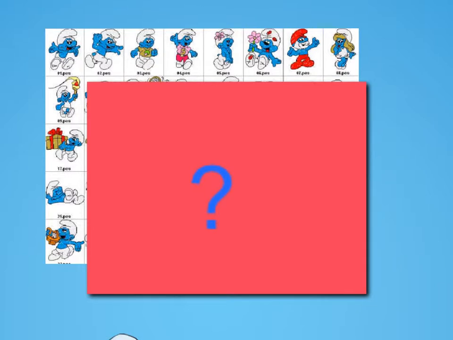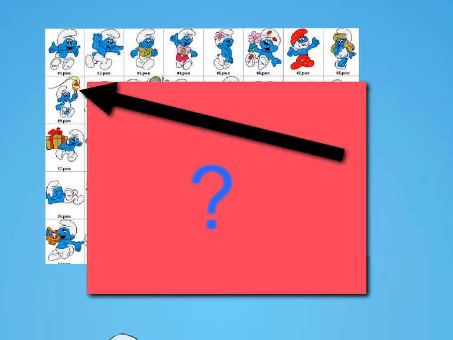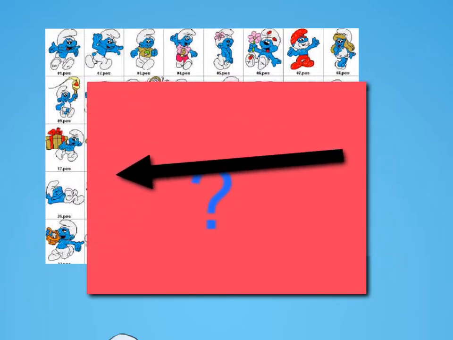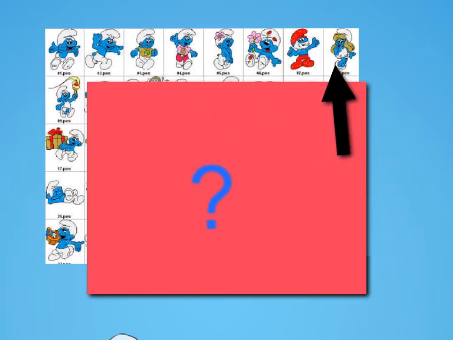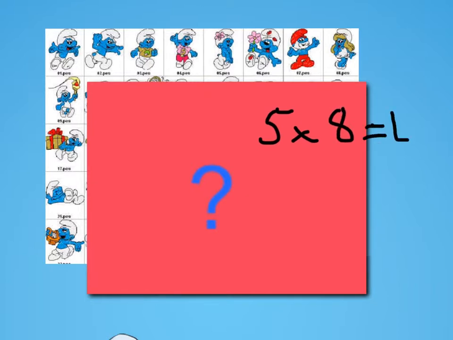Here I have an array of Smurfs. How could I work out the total number of Smurfs in this array? What multiplication facts could I write? I can see here that I have 5 rows of 8. 1, 2, 3, 4, 5, 6, 7, 8. Yes, 5 rows of 8. With 5 rows of 8, I can write 5 times 8 equals 40, or I can also write 8 times 5 equals 40.